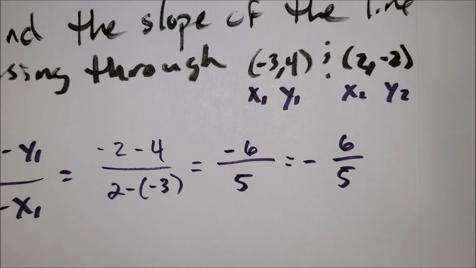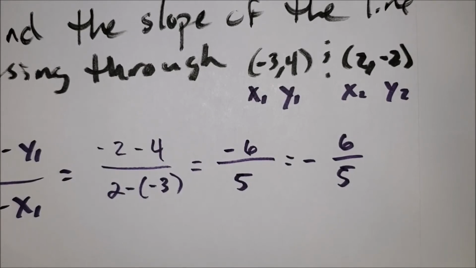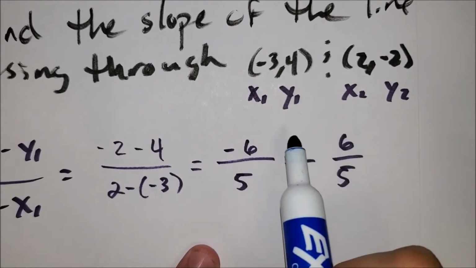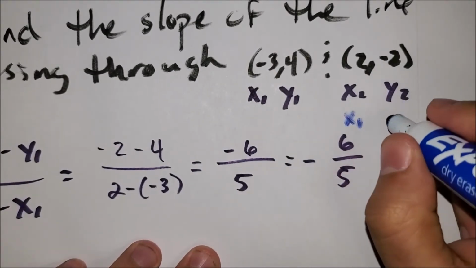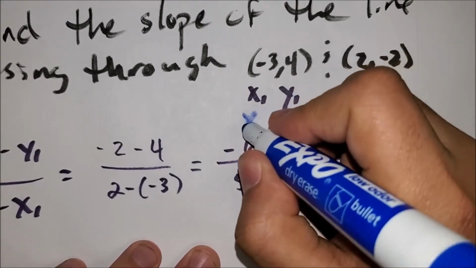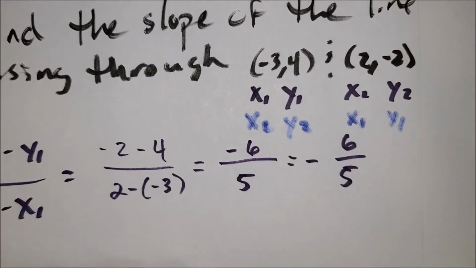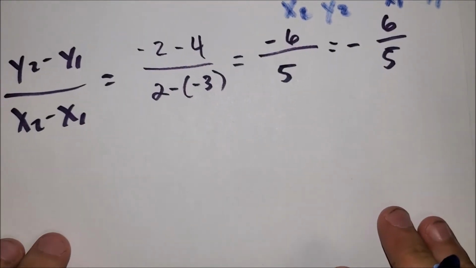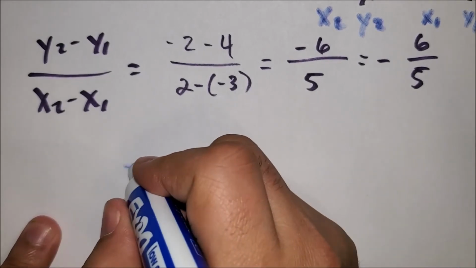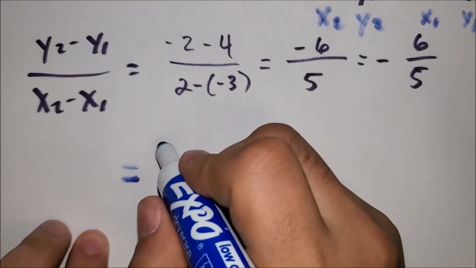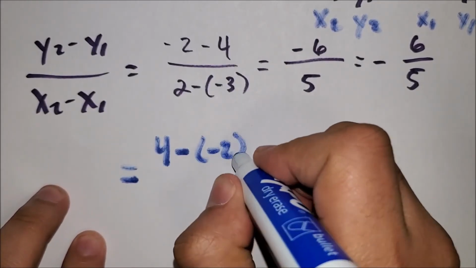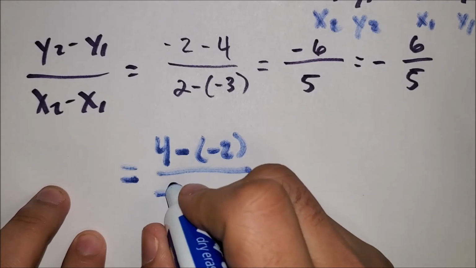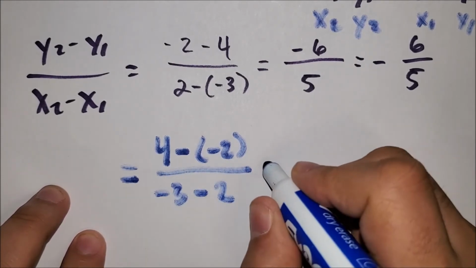Now, an important thing to note is that it doesn't really matter which one you choose as your x1 or x2 and your y1 and y2 as long as they stay together. So suppose that we said that this was x1, y1, and this was x2, y2. And we plug those into the formula. So what this would give us would be 4 minus -2 over -3 minus 2.